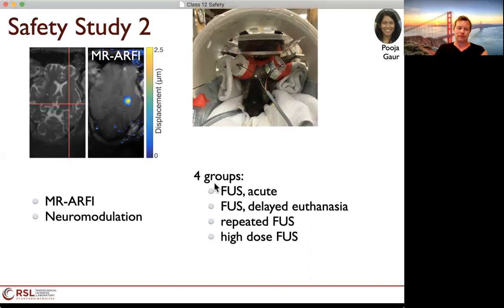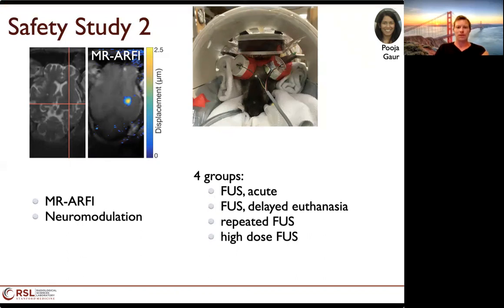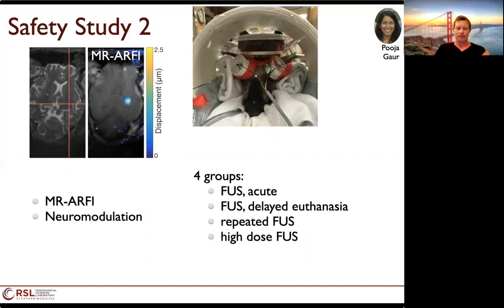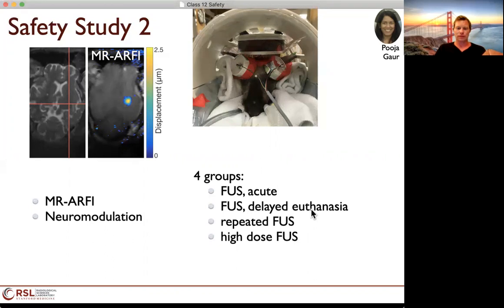We had 4 different groups. The first group had focused ultrasound, and then they were euthanized within an hour or so after the experiment. The second group had delayed euthanasia. In the first group, if there had been a hemorrhage and some kind of inflammatory response due to the hemorrhage, they wouldn't have shown that, because that inflammatory response maximizes about 4 days after the injury. So we delayed the euthanasia for 4 days and euthanized them at that point.